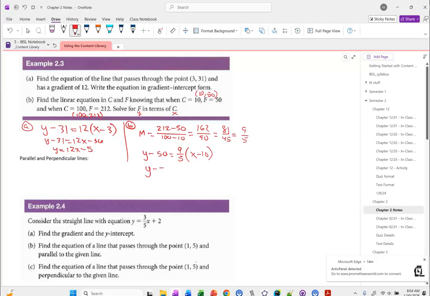Okay, so I have y minus 50 is equal to 9/5 times (x minus 10). And I add the 50 over. I get that. Oops. Except we should really have called this F and C, right?